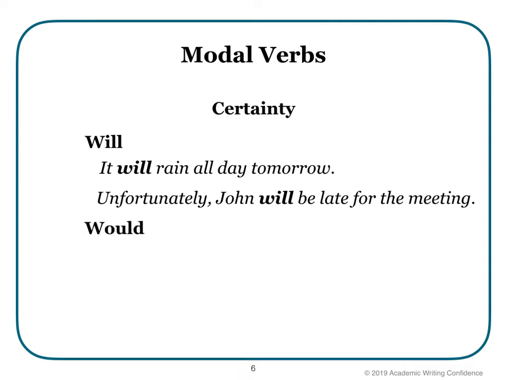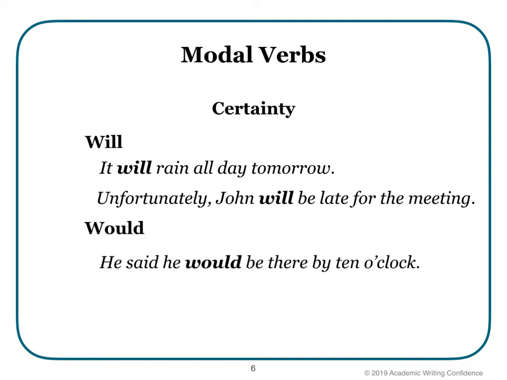When we use the word would, we can say something like this. He said he would be there by 10 o'clock. Again, this shows certainty. We can also use the word can in the same way. I can go with you on Saturday. Now, this shows that I will go with you for certain.